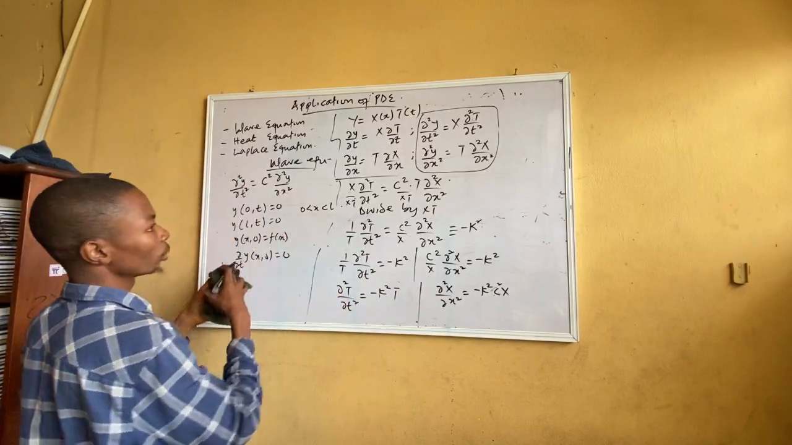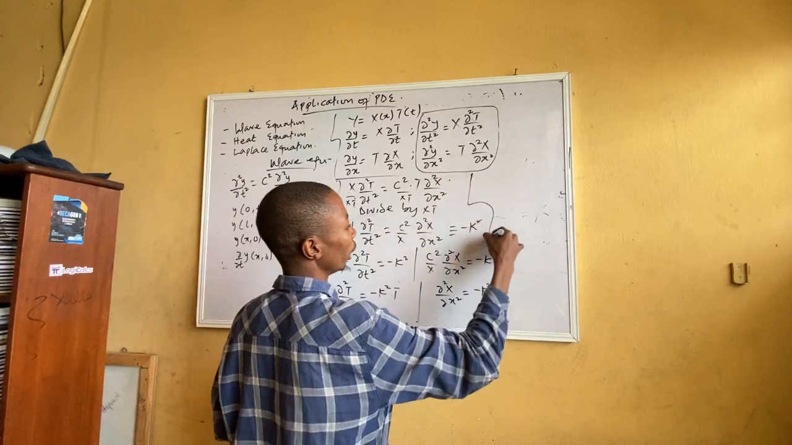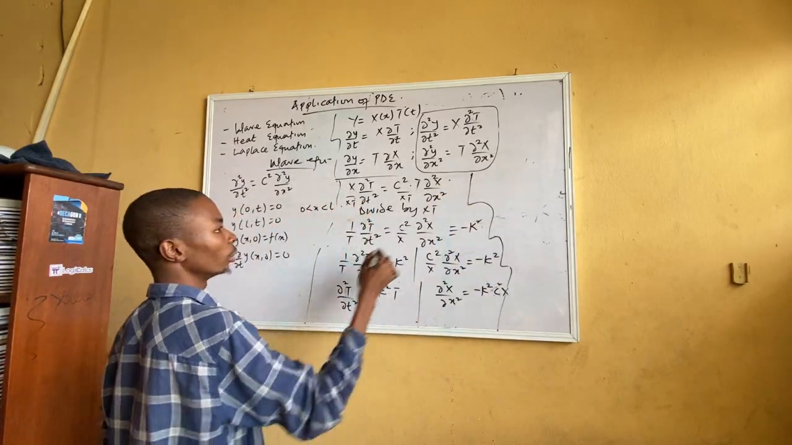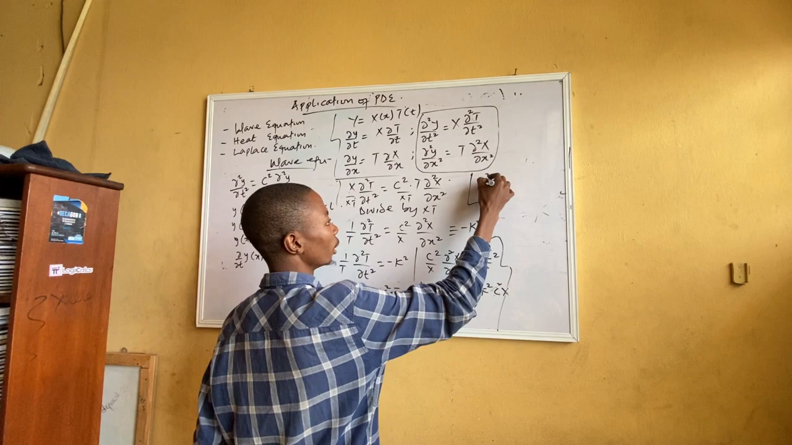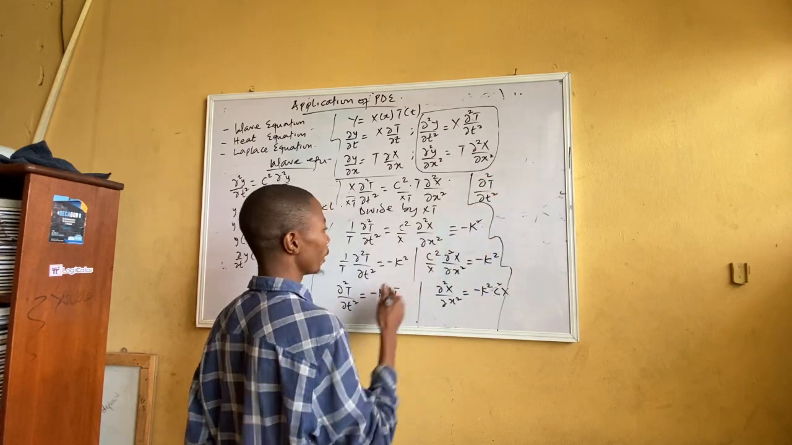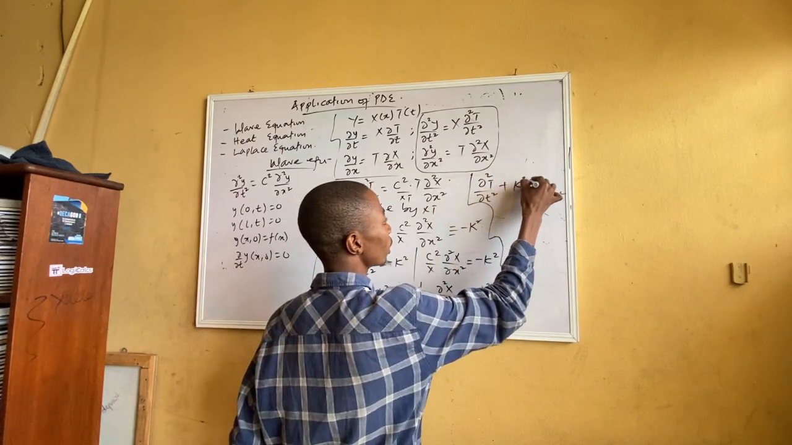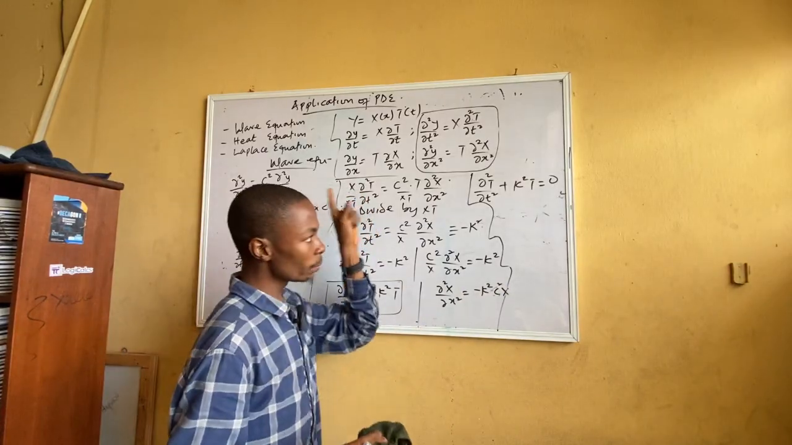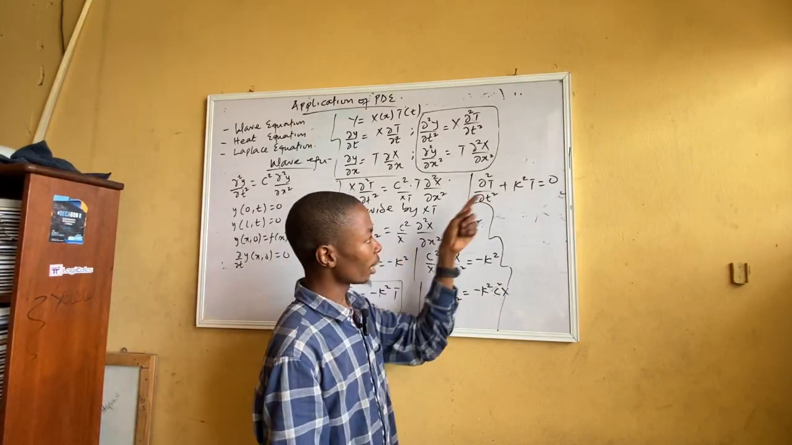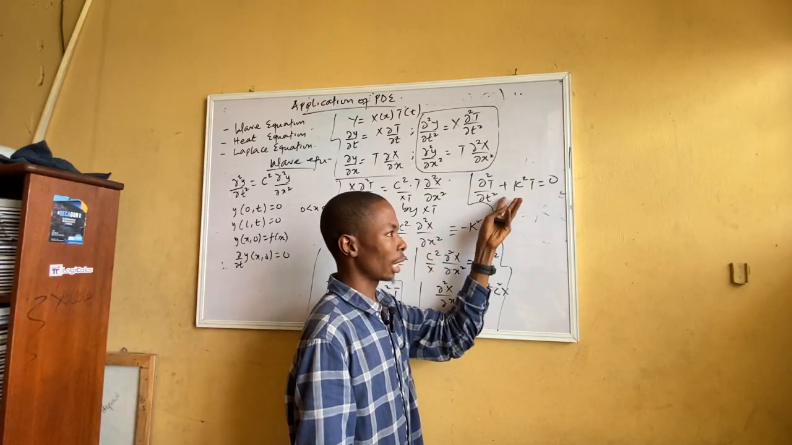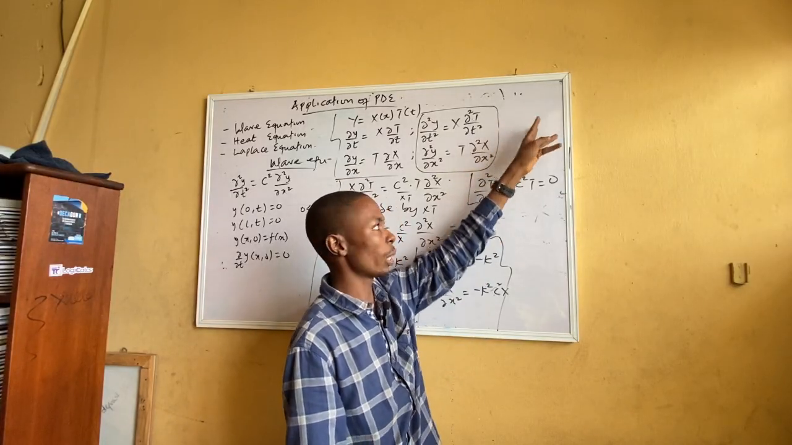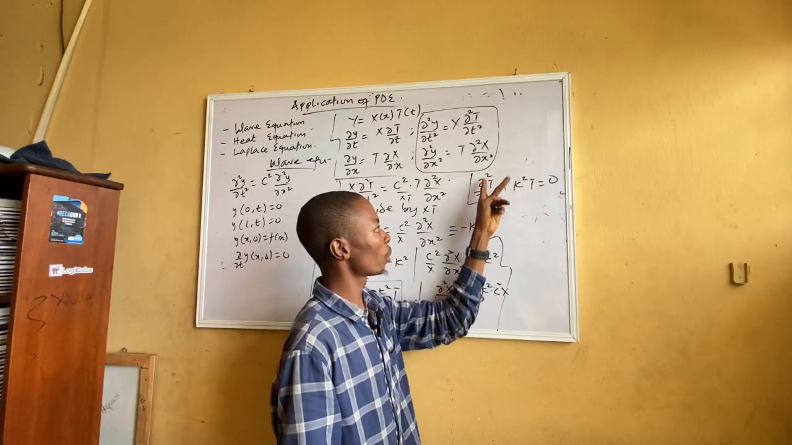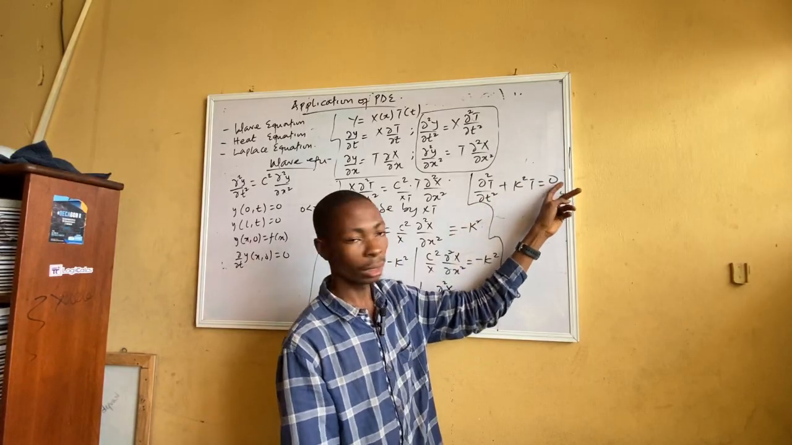Bring this one to this side, we are going to have, let me solve here. We have the square t, the small t square plus k square t equals to 0, like this. You know, at the beginning of this video, I talked about how to solve second order. So this is an illustration now: the square t, the t square plus k square t equals to 0.